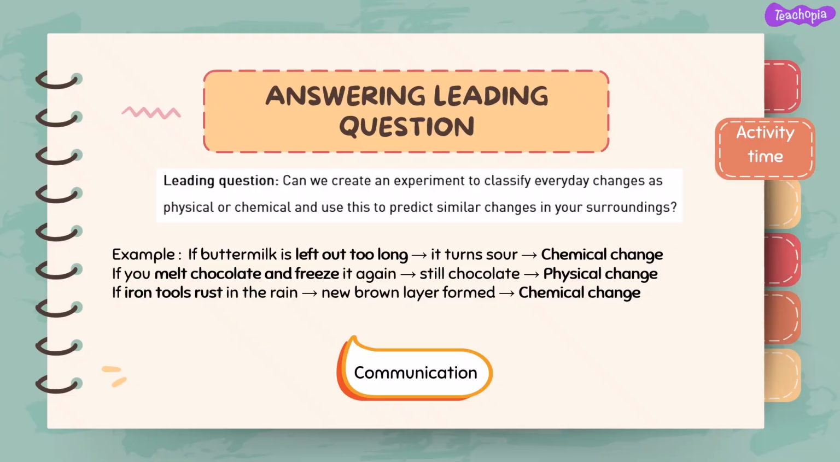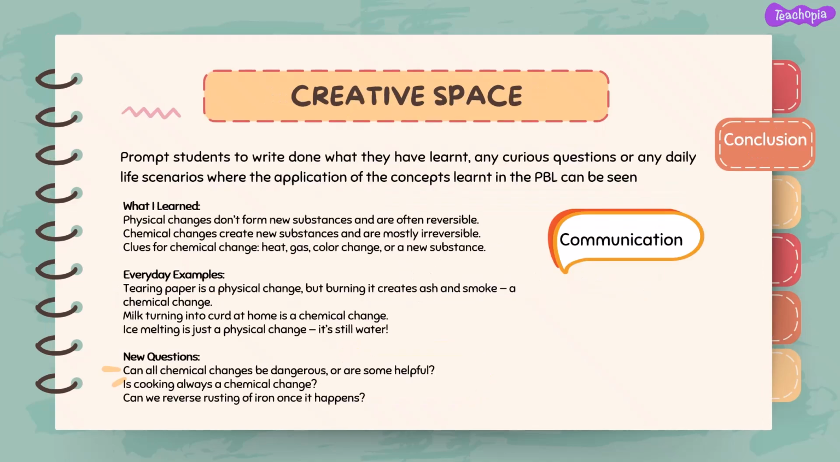If buttermilk is left out for too long, it turns sour, and this is a chemical change. If you melt chocolate and freeze it again, it is still chocolate, and this is a physical change. If iron tools rust in the rain, a new brown layer is formed on top of them, and this is a chemical change.